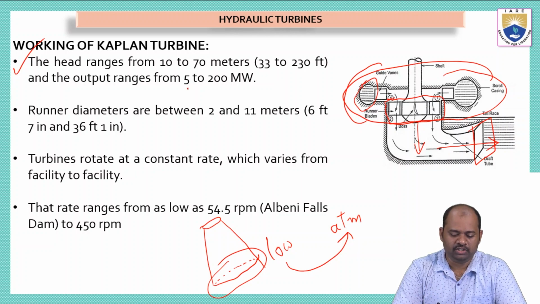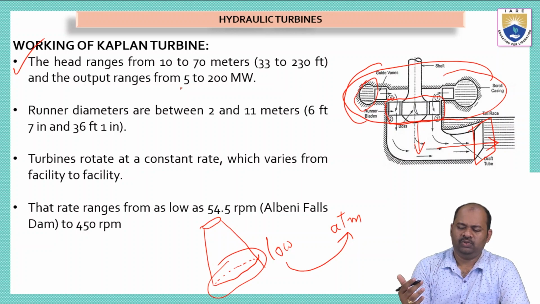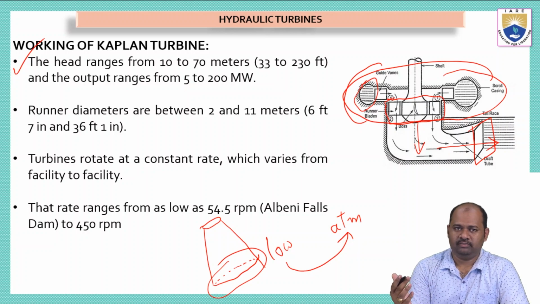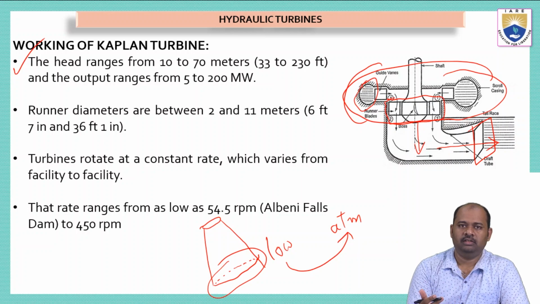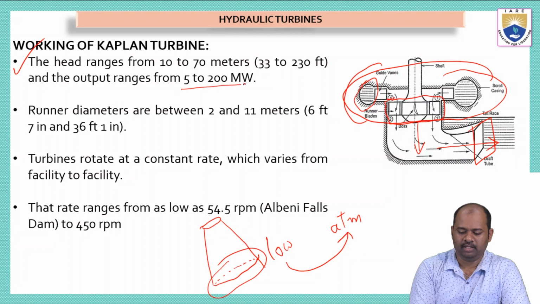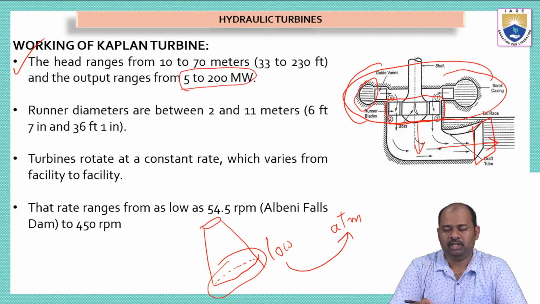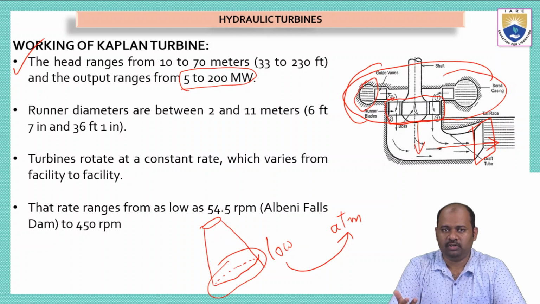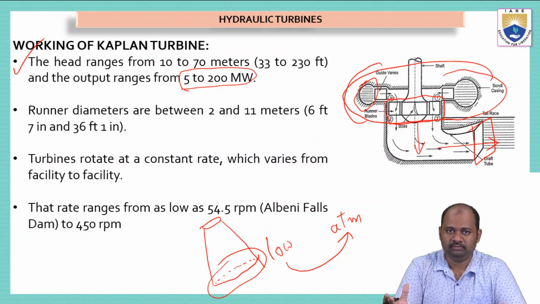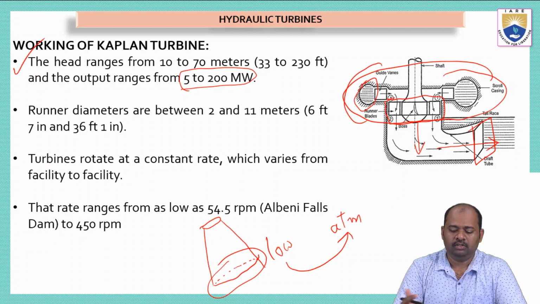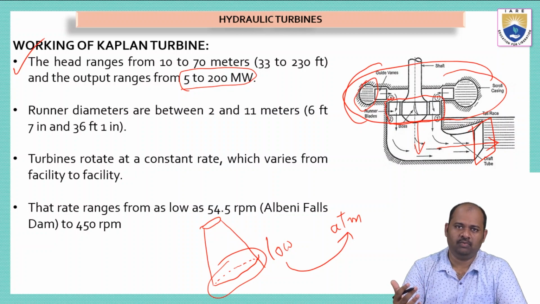And the output range: generally we use the turbine for electric production, so we measure the electricity developed by this turbine. The electricity that can be produced by this turbine varies from 5 to 200 megawatts depending on the size of the turbine. Smaller turbines will produce less electricity, larger turbines can produce more. So the power generation capacity is from 5 to 200 megawatts.